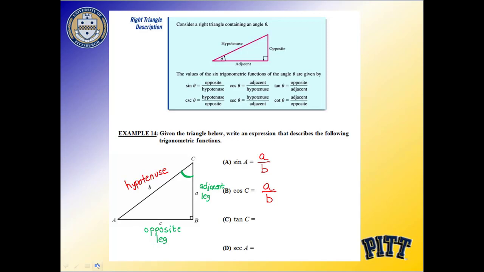As far as the tangent of C goes, tangent is opposite over adjacent. So in this case, with angle C being the angle I'm focusing my attention on, that's going to be C over A. Then when I go back to the secant of A, again, I'm focusing my attention back onto angle A, where that makes A the opposite leg and C the adjacent leg. And I know that secant is related to cosine. Cosine would be adjacent over hypotenuse, which means secant would be hypotenuse over adjacent. So in that case, hypotenuse is B, adjacent is C, so I'm going to have B over C.